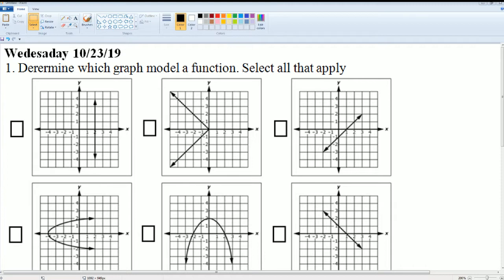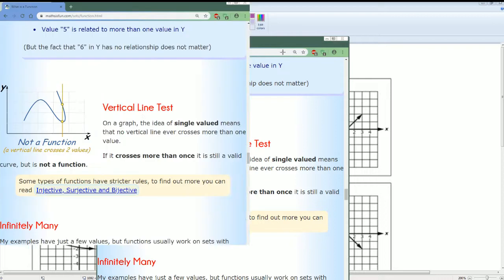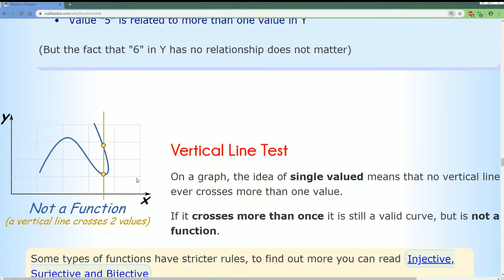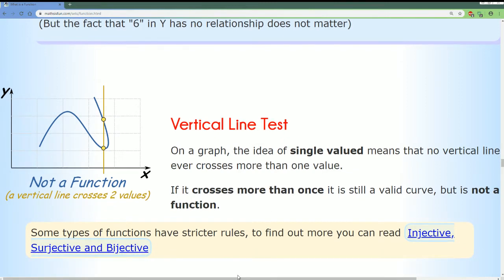Okay, so I want to have you review our core concept here on the vertical line test. All right, what is the vertical line test? The vertical line test is used to determine if a graph is a function or not. So you can read this here, right?